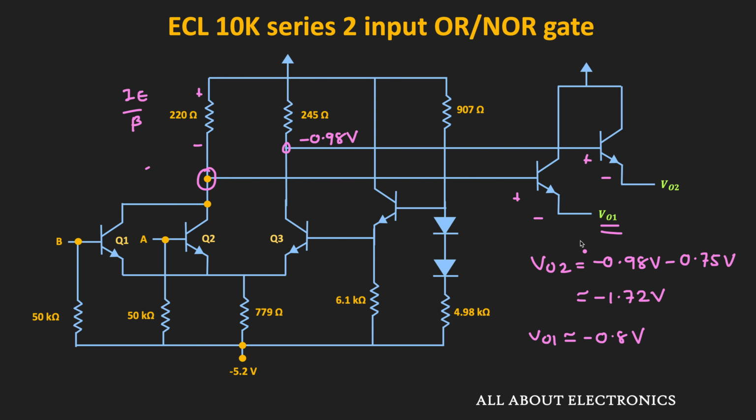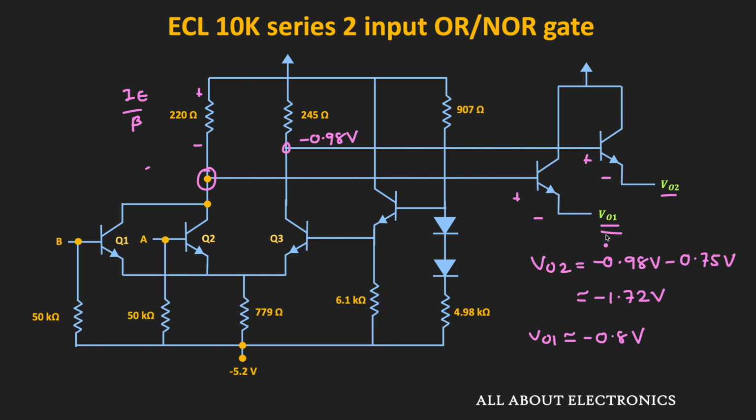Here, if you see the output VO2, then it will act as an OR gate. Whenever both inputs are low, then this VO2 will be minus 1.72 volt and that can be considered as the logic low. And likewise, when both A and B are high, then this VO2 will also be high. On the other hand, this VO1 output will act as a NOR gate output, because when both A and B inputs are low, then this VO1 will be roughly minus 0.8 volt and that can be considered as the logic high.